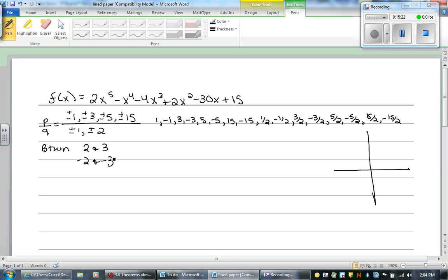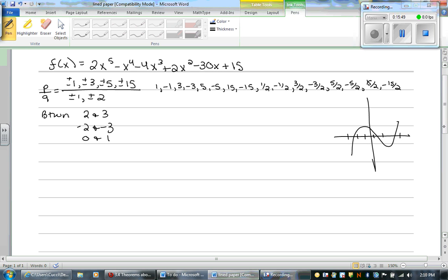Also between 0 and 1. Okay? So I guess the first one I want to look at would be that positive 1/2. Okay, so we're going to start by testing the value of 1/2.